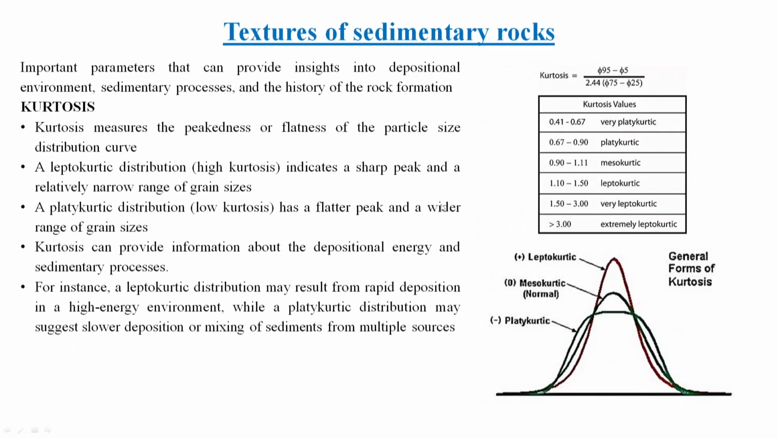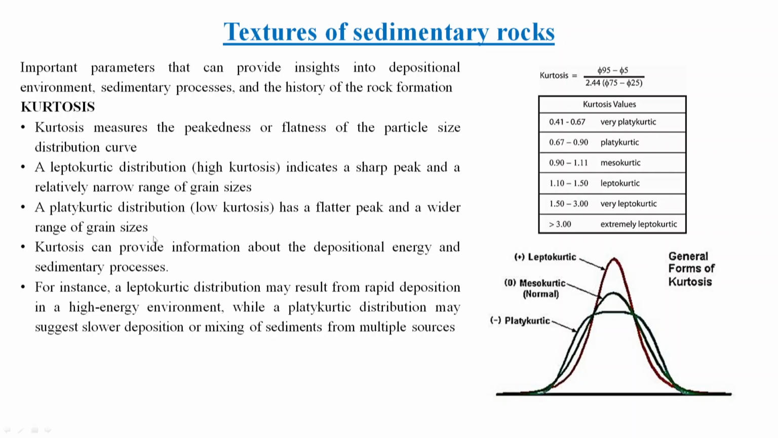Then you have another statistical consideration, that is kurtosis. So, kurtosis measures the peakedness or flatness of the particle size distribution curve. So, a leptokurtic curve like this indicates a sharp peak and a relatively narrow range of grain size. That means the grains or the particles that are present in that rock are of mostly similar grain size. That is why it will have a specific peak in it.